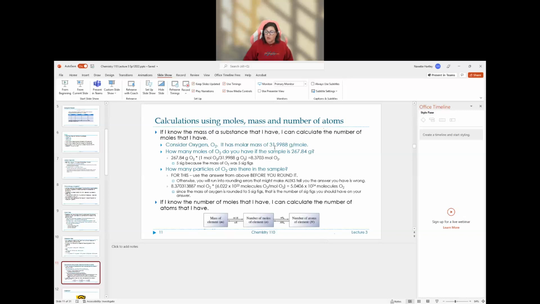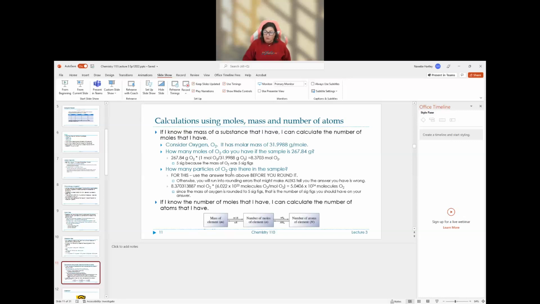So this is the mass that I start with. This is the molecular weight. So I have 267.84 grams of oxygen times 1 mole of oxygen being 31.9988 grams of oxygen, which gives me 8.3703 moles of O2. Why that number of sig figs? Well, 1, 2, 3, 4, 5. Okay? That's how I got to 5 sig figs. And that's what this little statement right here says, 5 sig figs, because the mass of O2 was 5 sig figs. So that's this mass right here, not the molecular weight, but the mass.